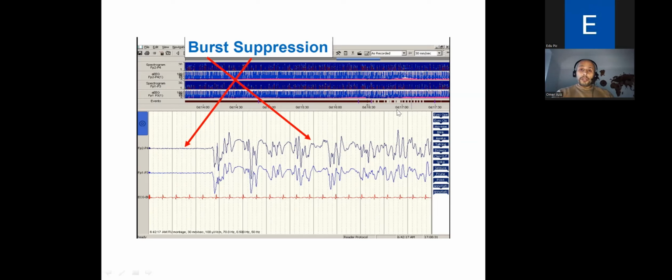Burst suppression can be one of two situations. It can be a consequence of any cerebral insult, such as severe hypoxic ischemic injury, where the brain is completely suppressed, then has occasional bursts of activity, then is completely suppressed. However, in certain patients, we want to achieve burst suppression.